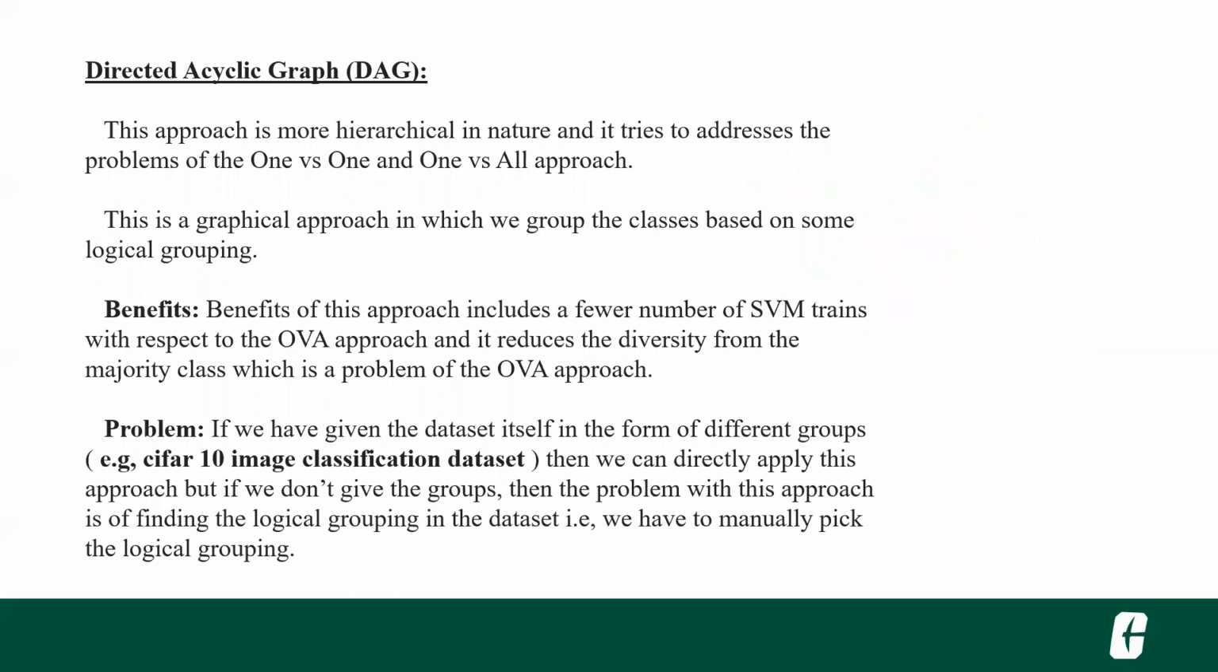The last approach is the directed acyclic graph. This approach is more hierarchical in nature, and it tries to address the problems of the one versus one and one versus all approaches. It is a graphical approach in which we group the classes based on some logical grouping. So what are the benefits? The benefits of this approach include a smaller number of SVM trainings compared to the OVA approach. It also reduces the bias toward the majority class, which is a problem of the OVA approach.